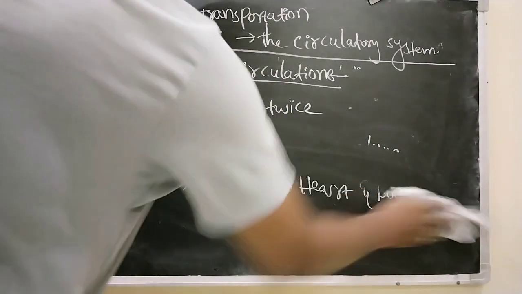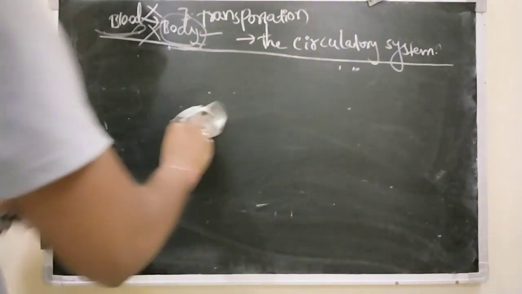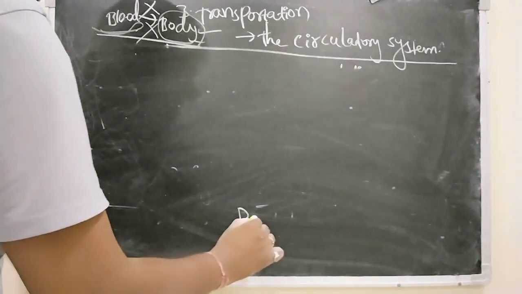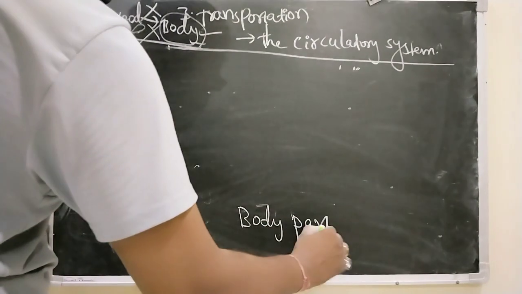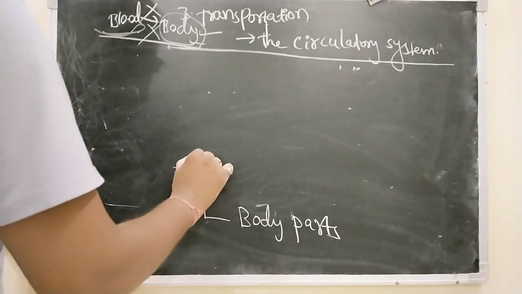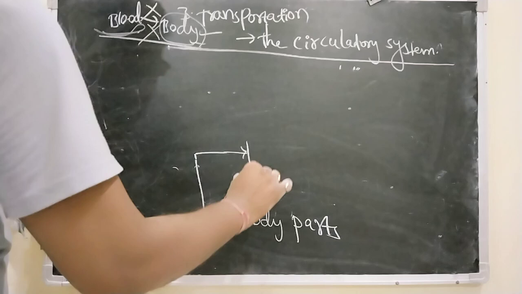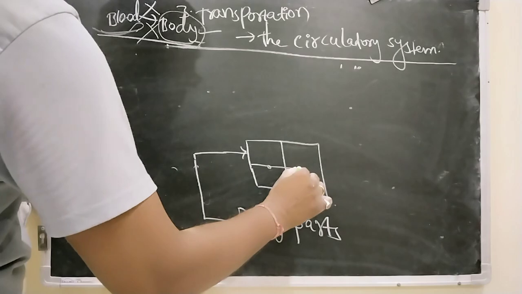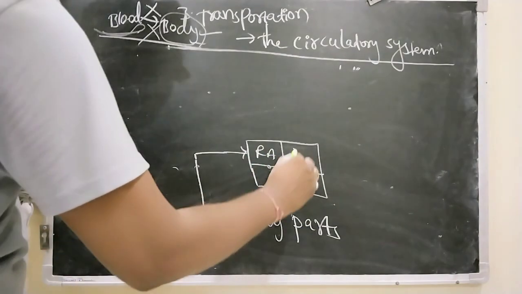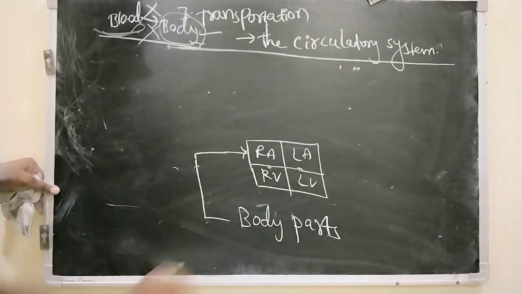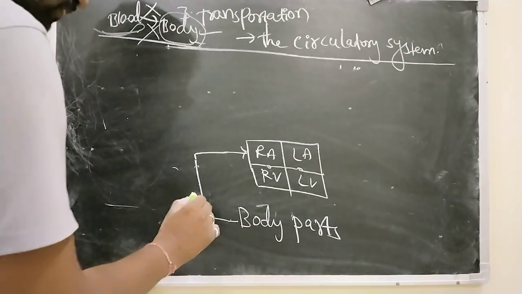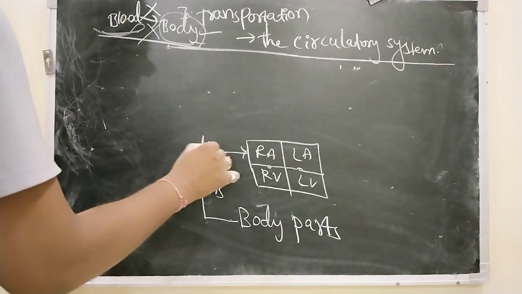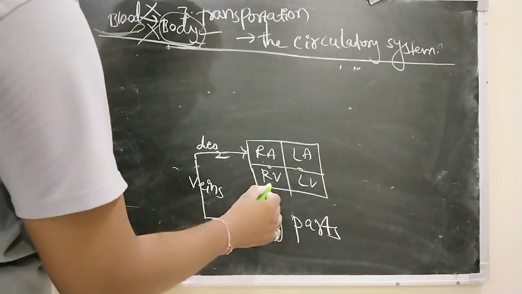Okay, so the heart is called a double circuit heart. We will draw how the blood is circulating. First of all, these are the body parts. From body parts, the blood is going to which place? This is the heart, and these are the four chambers: right auricle, left auricle, right ventricle, left ventricle. From all the body parts, veins collect deoxygenated blood and give it to the right auricle. From right auricle to right ventricle.